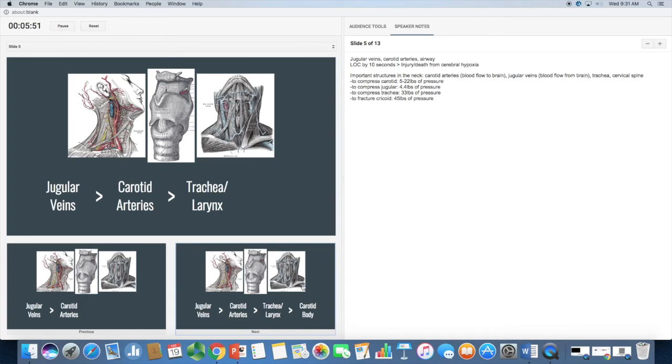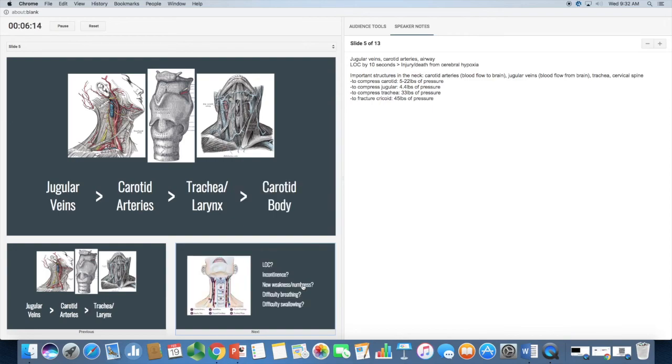Much less likely is going to be actual compression of the airway. To compress the trachea, it takes about 33 pounds of pressure, so significantly more than compression of any of the vasculature. And to actually fracture the cricoid cartilage, it takes about 45 pounds of pressure. So it's really most likely that you're going to be looking at vascular compression when patients come in after non-fatal strangulation. And then finally, the other thing that we can think about is the carotid bodies. It is possible that when strangulated in just the right place, the carotid bodies can be stimulated, thus causing a cardiac arrhythmia and leading to loss of consciousness, cerebral hypoxia, and death.